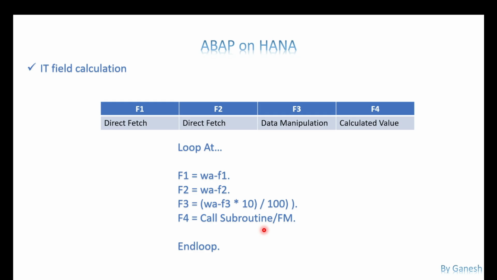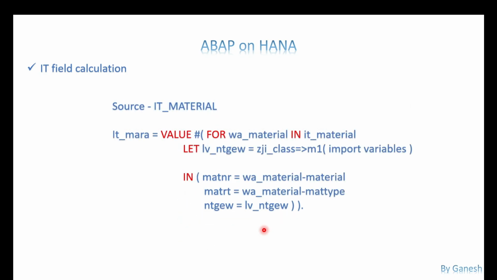Now we have a HANA compatible platform, so we need to adapt that kind of programming language. We have an option called a helper variable, and with the help of that, we are going to achieve this business scenario. Let's go to the next slide, and this is the syntax for it.